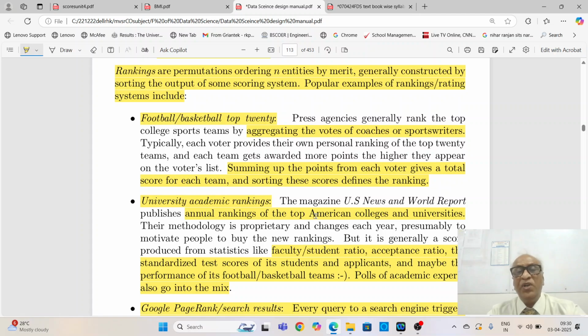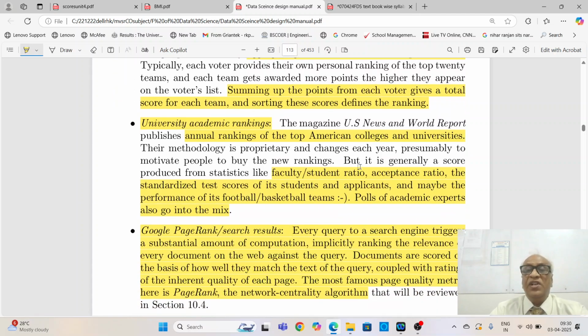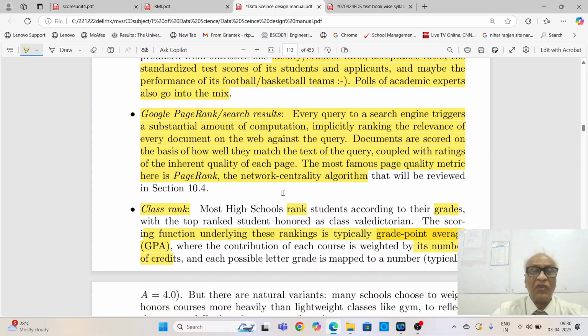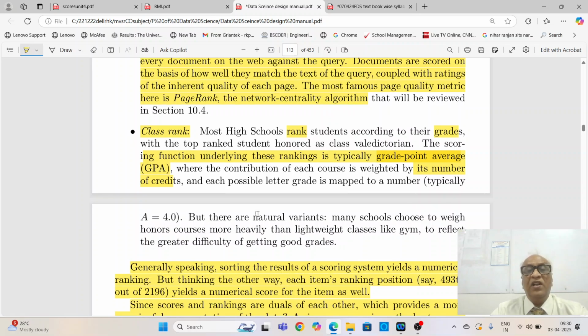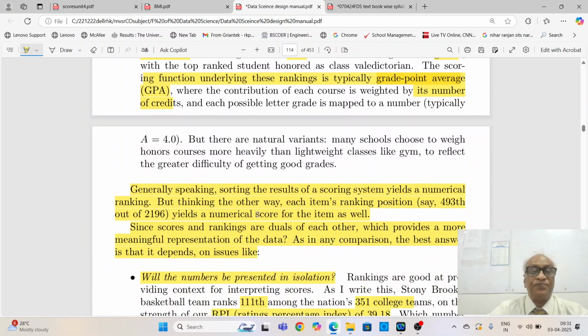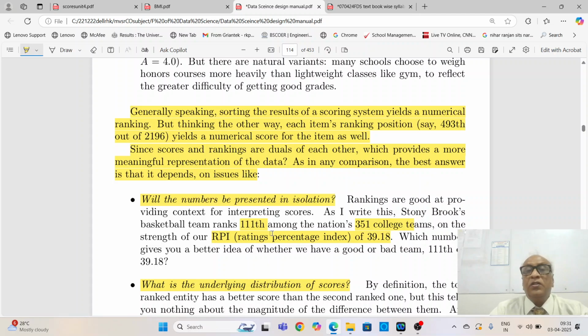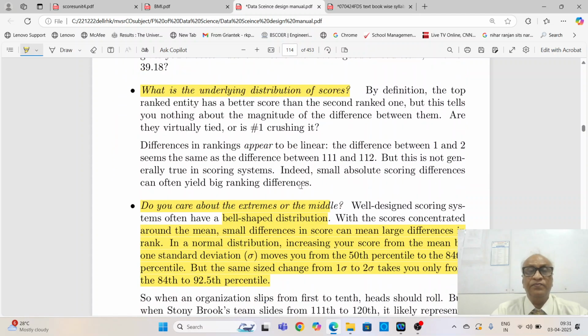How may that be determined? That may depend on many aspects like faculty-student ratio, acceptance ratio, test scores of the students, maybe sports support, maybe the placements, maybe many more aspects. Similarly, you have page rank, which we have just mentioned. You have class rank also. Suppose he is the top ranker. How do I determine a student is a ranker in the class? Depending on his scores and ranks, right? First, we determine the scores. After determining the scores, we sort them and get the ranks like that. So it means scores and ranking are interdependent, and I can derive one from the other, is it not?